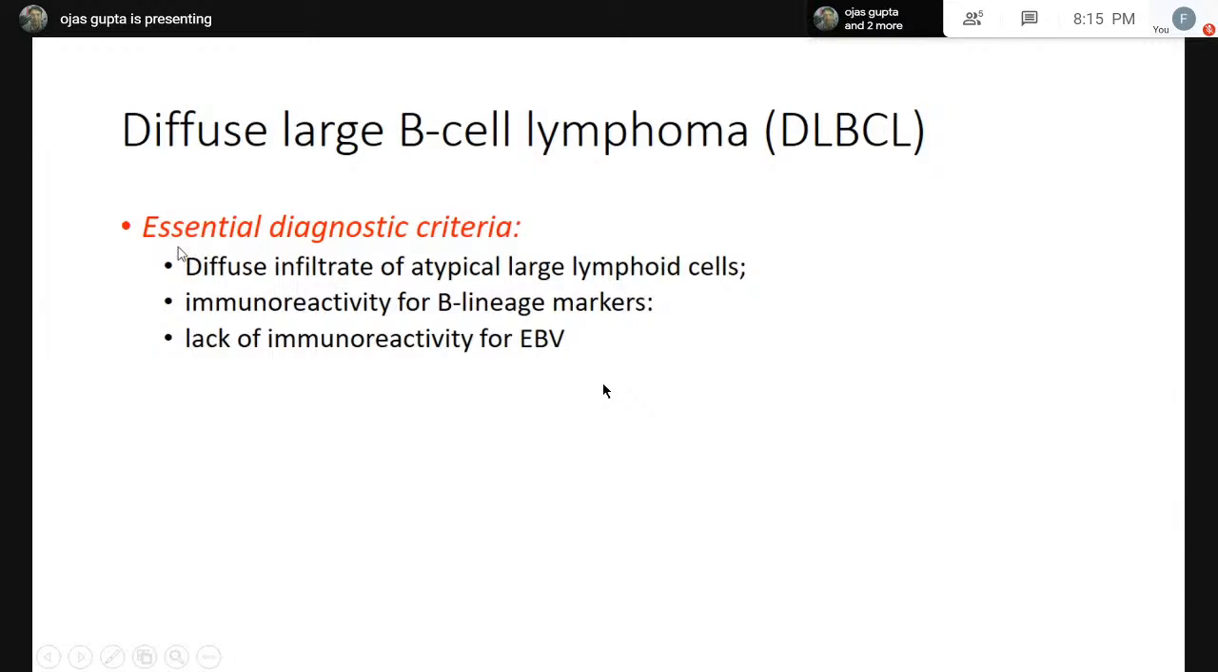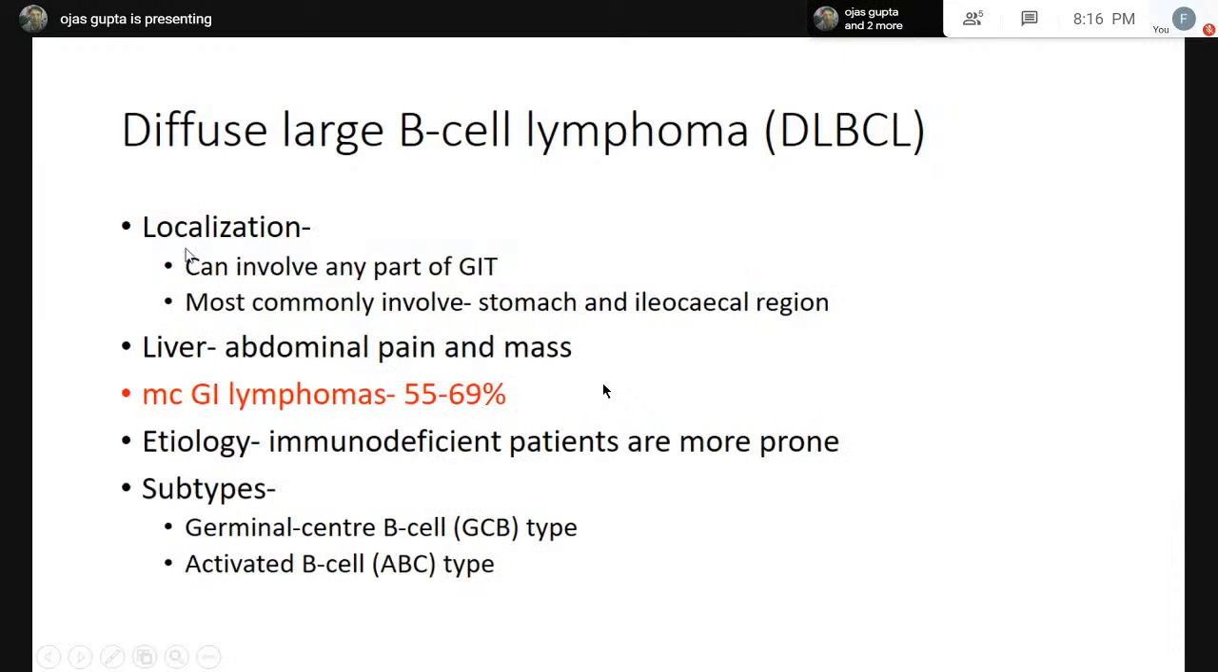And now let's see what are the essential diagnostic criteria of DLBCL. So there has to be diffuse infiltrate of atypical large lymphoid cells. They will be immunoreactive for B lineage markers like CD19, CD20. They will lack immunoreactivity for EBV. They can involve any part of the GIT, as we have already seen. However, they most commonly involve the stomach and ileocecal region.